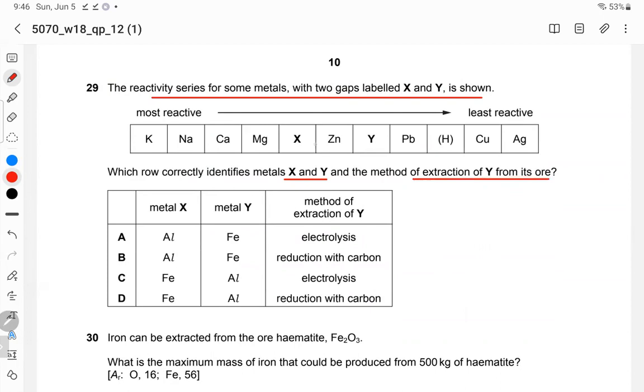Okay, B. So X can be aluminium and Y can be iron. So C and D go wrong. The position of carbon is over here between aluminium and zinc, so it can be reduction with carbon. Yes, very good, Variza. So A goes wrong as well, and B is our correct answer. Is it clear to everyone? Yes, sir.